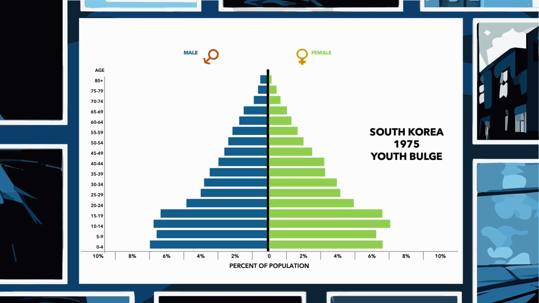Jumping ahead 25 years with our example of South Korea, you can see the youth bulge forming, a big jump within a single generation. That pig moving through the python image I referenced in the previous video, number 16.